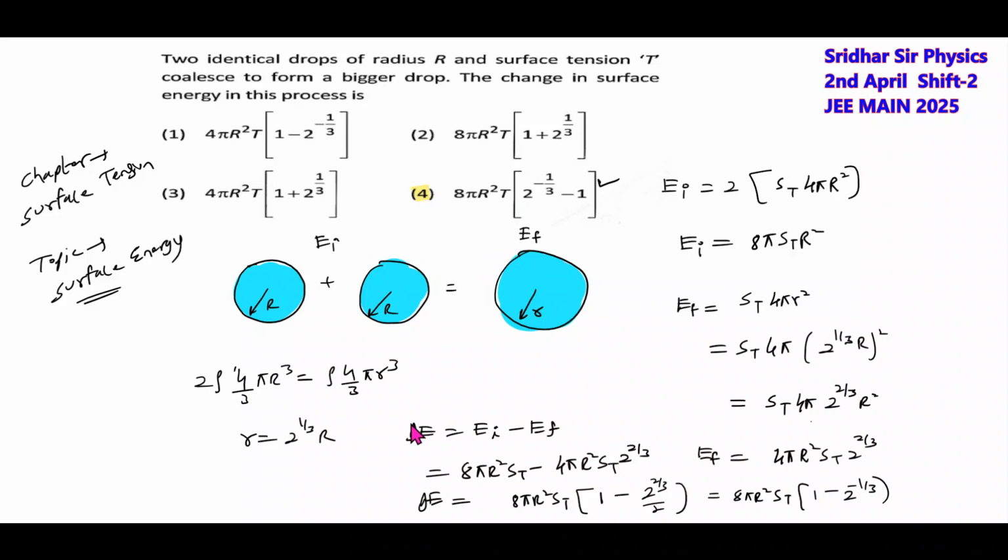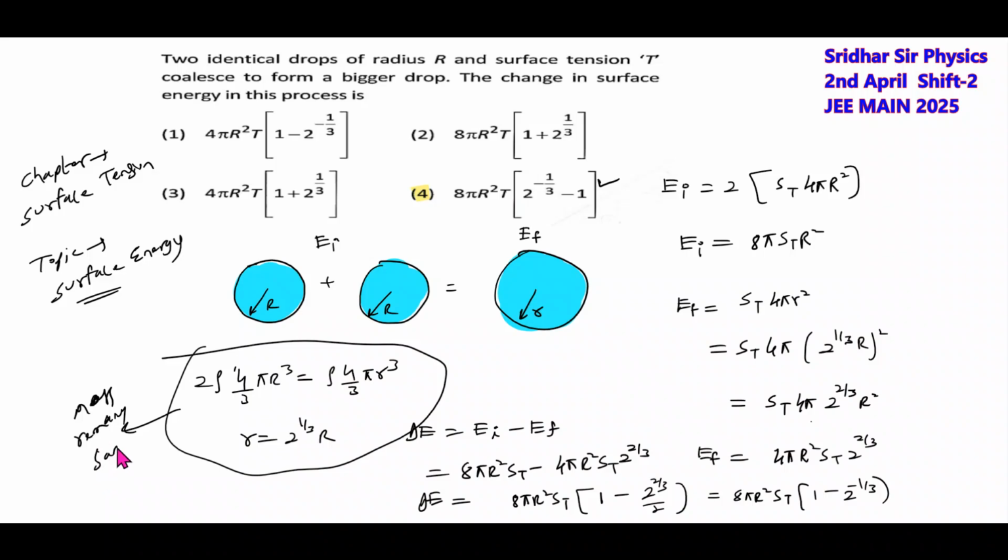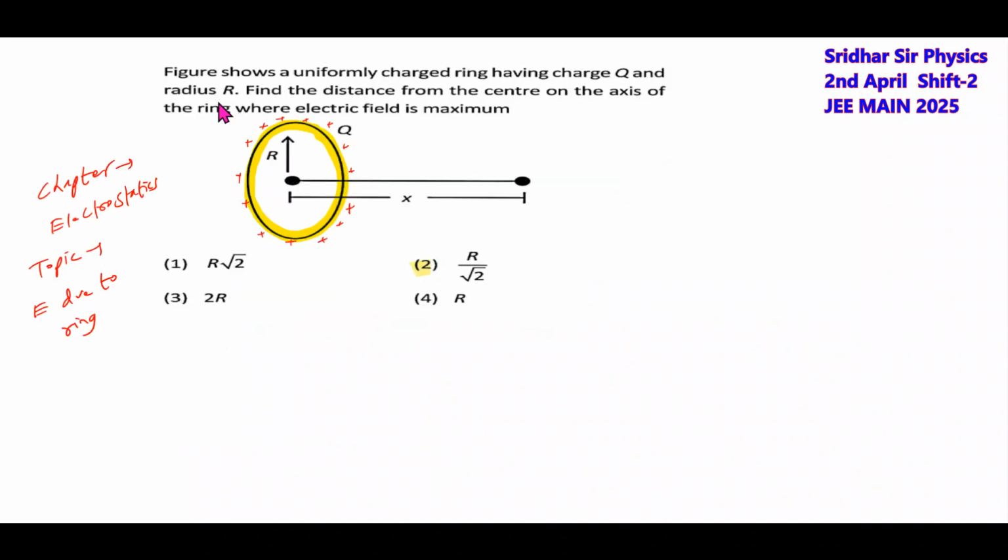A simple idea. So you must have this conservation of mass. Mass of the system remains the same. This is a basic idea. We'll go for the next question.